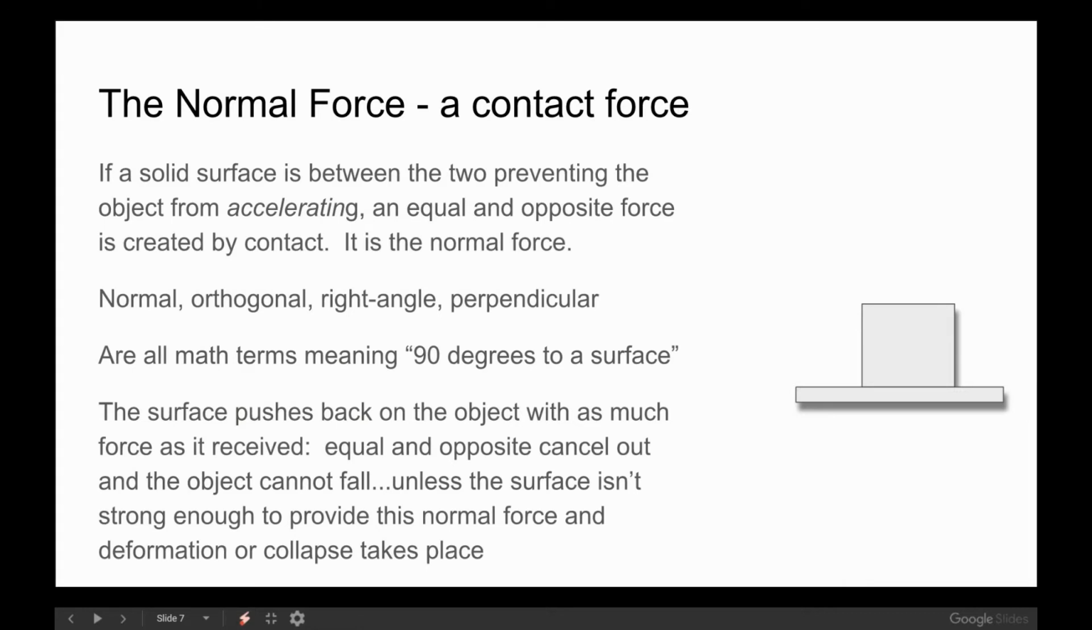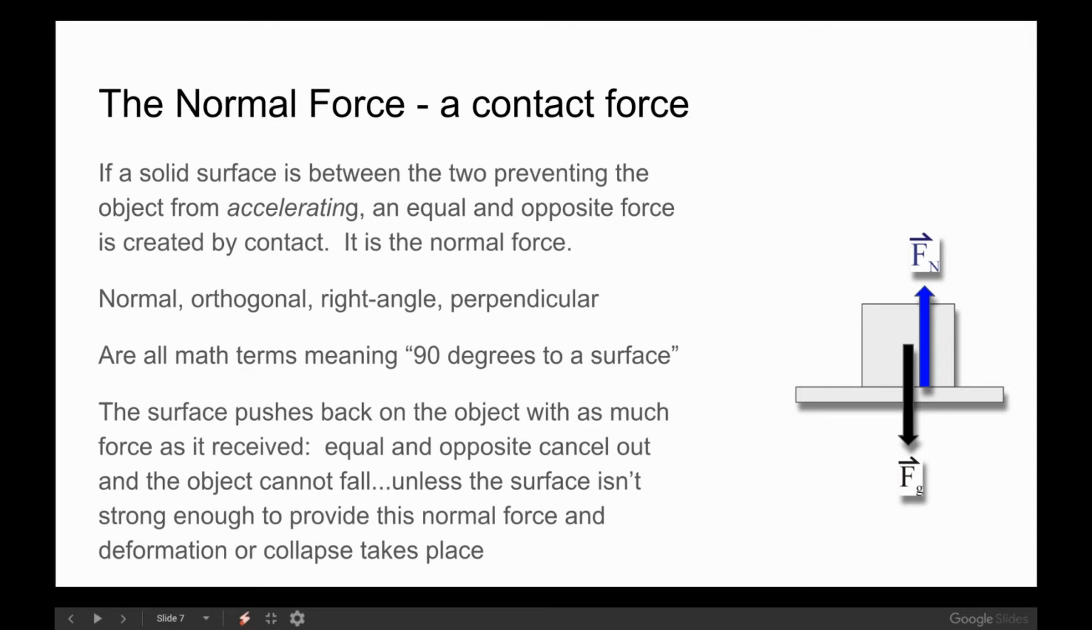The normal force is a contact force. If a solid surface is between the Earth and your feet, that solid surface is preventing the object from accelerating. An equal and opposite force is created by contact. So your mass downwards is not the force. Your mass times gravity is the force, and the surface will push back with the exact same force. If it did not, you would start accelerating towards the center of the Earth.